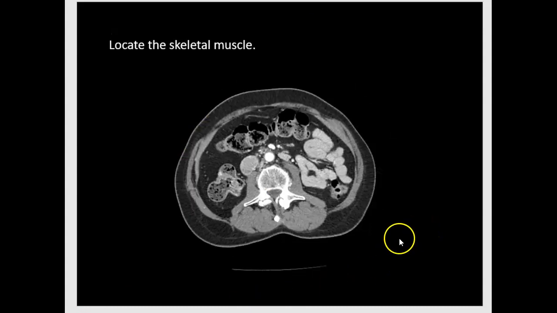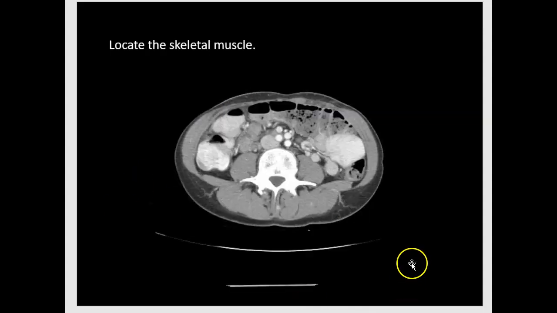How about here? Can you locate skeletal muscle? So again, I'll do it quickly. Again, it's just to give you an idea, right? Here's another slice. Can you locate the skeletal muscle? All right, so here it is. I'm going to highlight it with my pointer just to give you an idea.